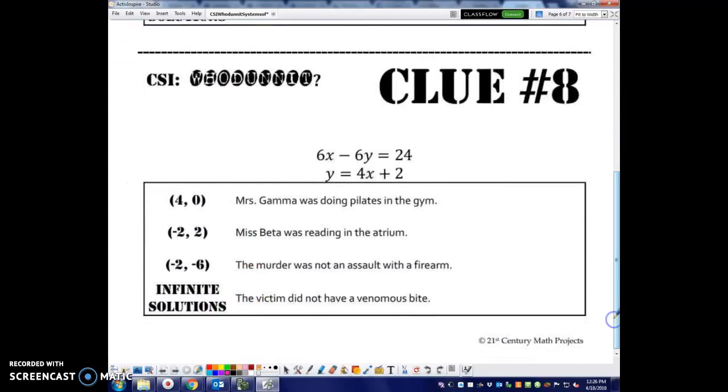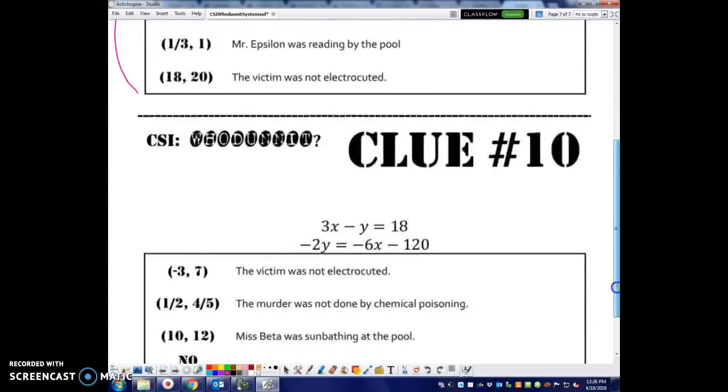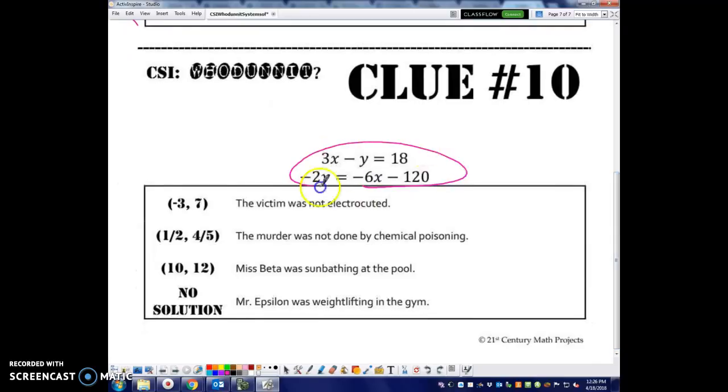Clue number 8, this is your problem. These are your solutions. Hit pause while you solve this problem. Clue 9, this is your problem. These are your solutions. Hit pause while you solve this problem. Clue 10, this is your problem. These are your solutions. Hit pause while you solve this problem. Okay, so that should be all of the problems.